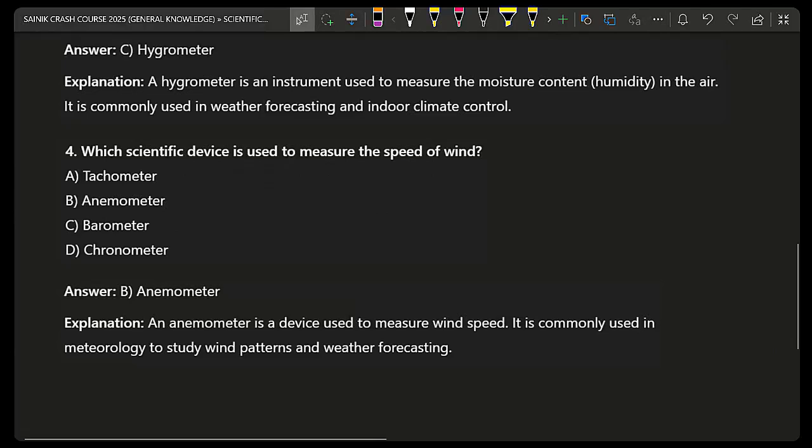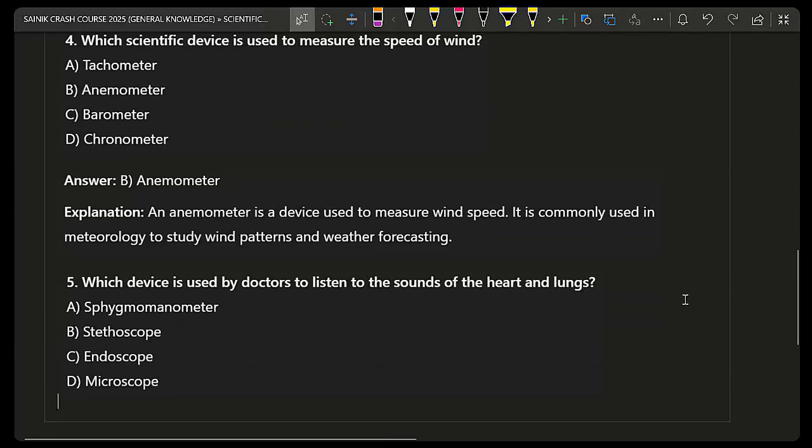Next question. Simple question. Which device is used by doctors to listen to the sounds of the heart and lungs? Option A, sphygmomanometer. Option B, stethoscope. Option C, endoscope. And option D, microscope.